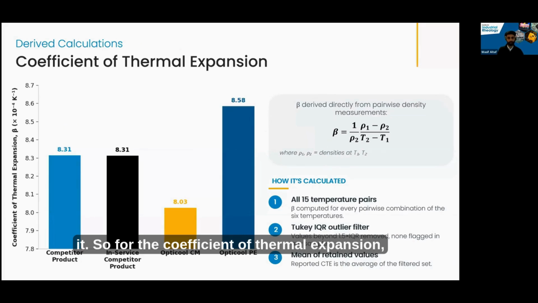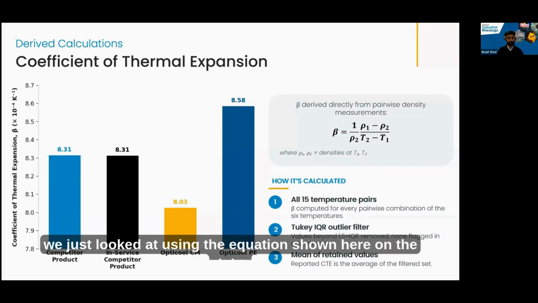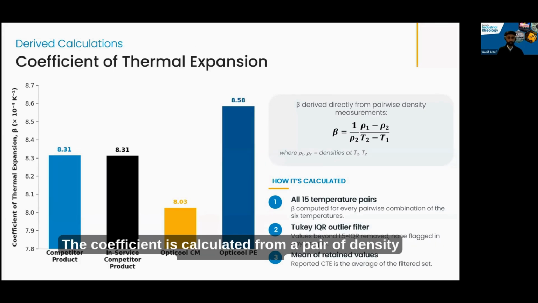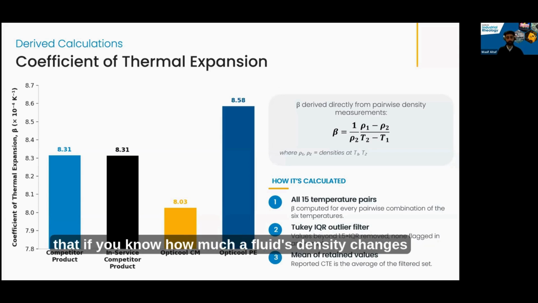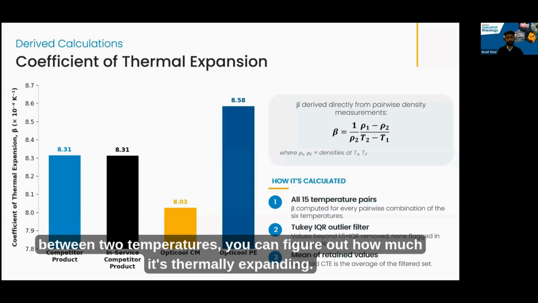For the coefficient of thermal expansion, as mentioned, we derived it from the density data that we just looked at using the equation shown here on the right. The coefficient is calculated from a pair of density measurements at two different temperatures. And the basic principle here is that if you know how much a fluid's density changes between two temperatures, you can figure out how much it's thermally expanding.